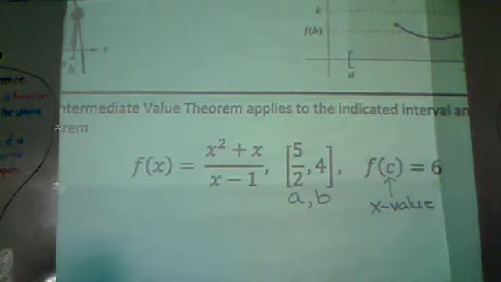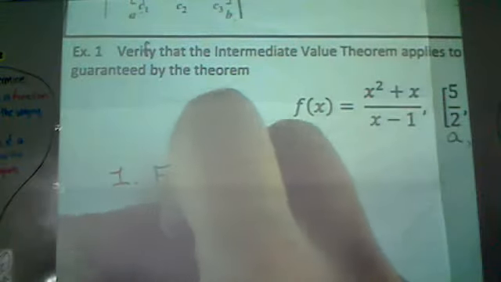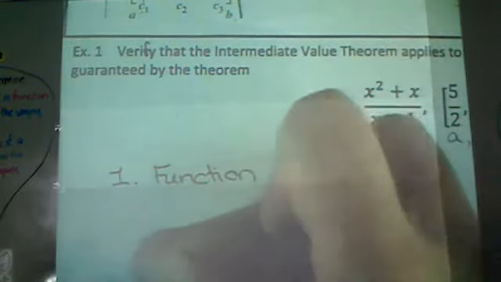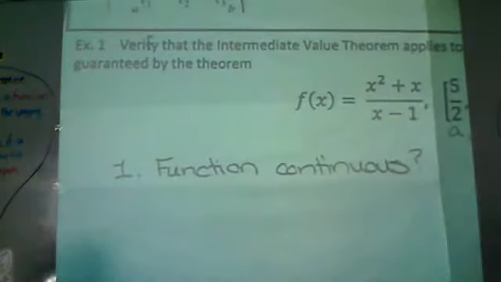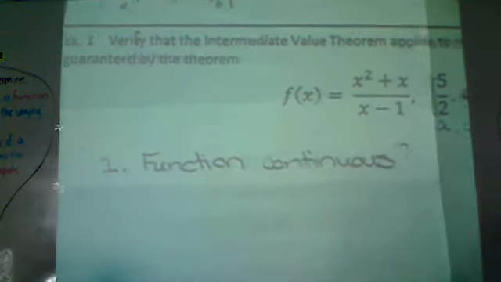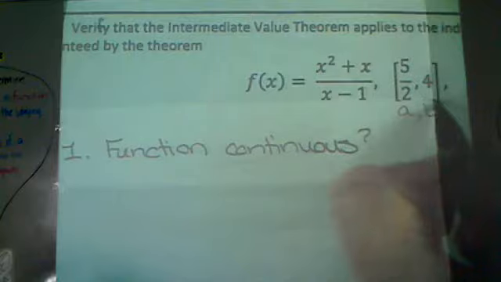In order to use the intermediate value theorem, you first have to make sure that you are allowed to. There are 2 rules. 1, is the function continuous? Now, they don't mean continuous everywhere. They just want to know, is the function continuous on this interval right here?